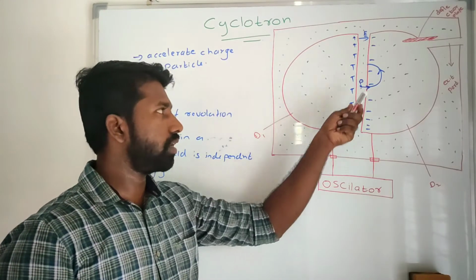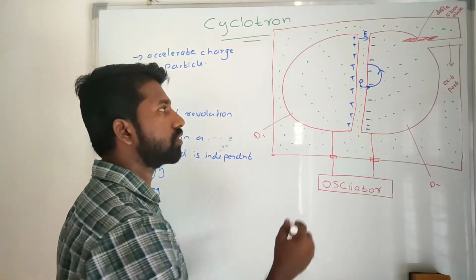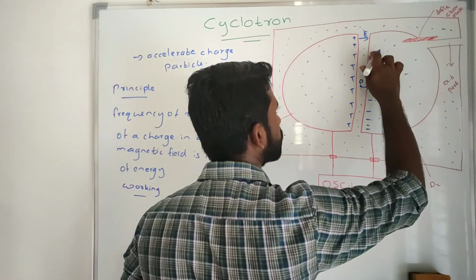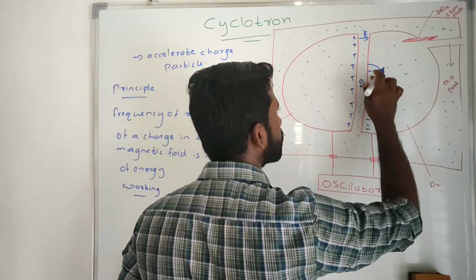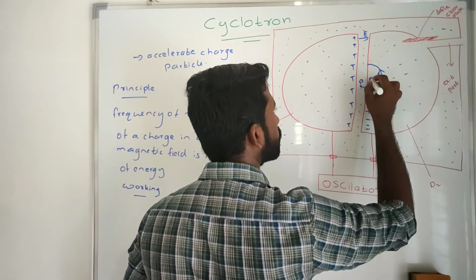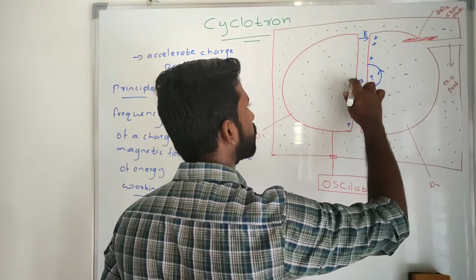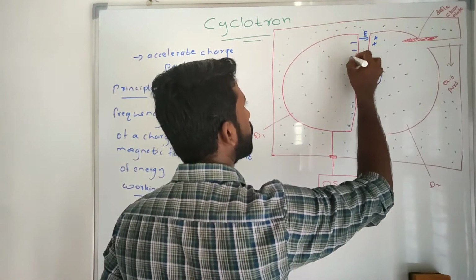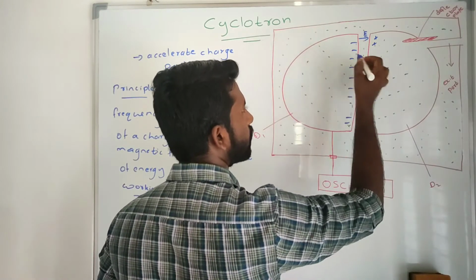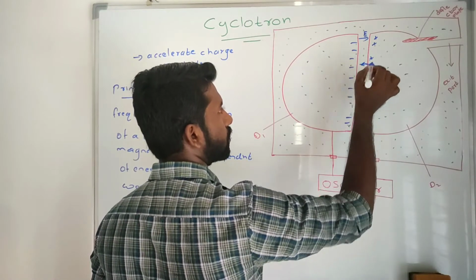Then what will happen? When it reaches here, there is an electric field, and the sign of this electric field changes. This side becomes positive and this whole side becomes negative. So this positive plate repels the proton, and it will try to come out like this.